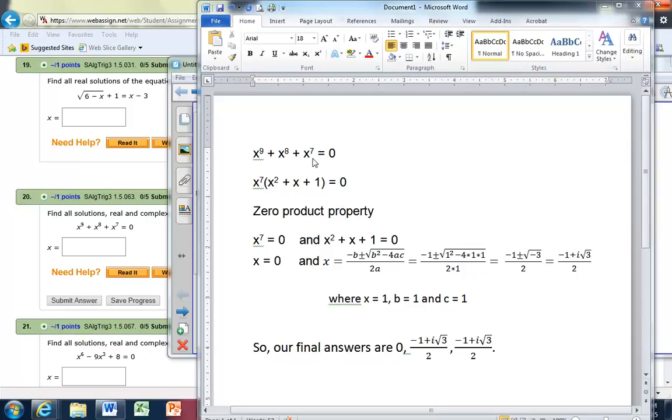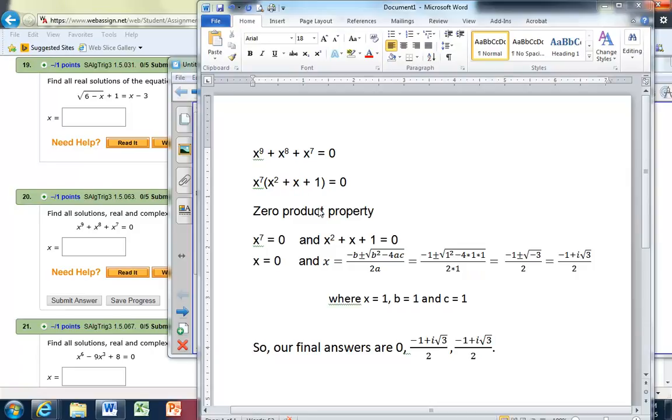So here's a problem fairly close to yours. The first thing we notice about each of these terms is that they all have a factor of x to the 7th. So that's what we're going to factor out from each of our terms. Here, if we take out x to the 7th, we have x squared left. Here, if we take out x to the 7th, we have x left. Here, if we take out x to the 7th, we just have the number 1.